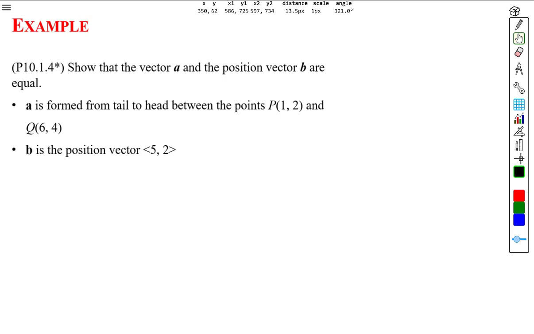So in order to show that vector A is equal to the position vector B, we have to show that their components are equal. Remember, two vectors are equal if and only if their components are equal. So to help me show this, I'm going to graph both vectors A and B on the same coordinate system. We're going to look at this graphically, and then we'll look at it algebraically.